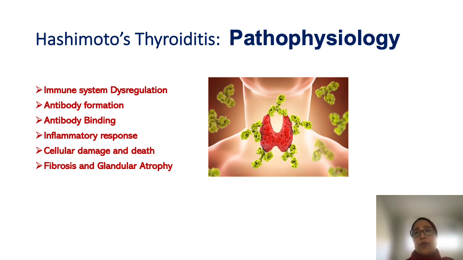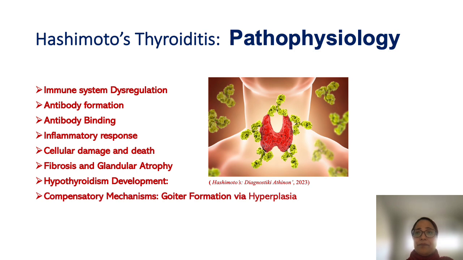Over time, the ongoing inflammatory process stimulates the proliferation of fibroblasts, the cells responsible for producing connective tissue, leading to accumulation of fibrous tissue, replacing functional thyroid tissue. That results in decline of hormone production, which contributes to the hypothyroidism called Hashimoto thyroiditis. The body now attempts to compensate through several mechanisms.